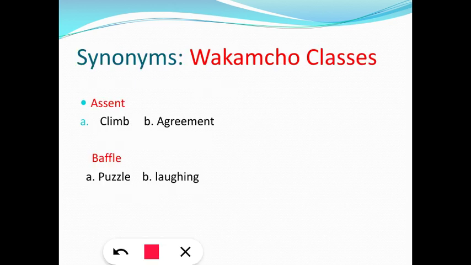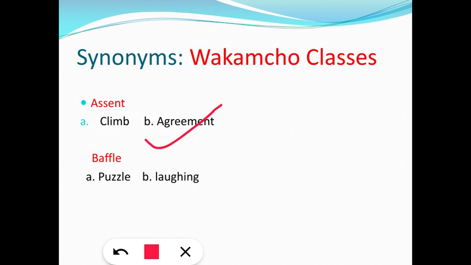Next, the word is ASSENT, assent. Options are climb, option B, agreement. Now, the correct option here would be agreement, right? And I'll show you in a sentence. The bill requires the assent of the President of India to become an act. So assent means what? Agreement or permission, or approval, you can say, in other words.